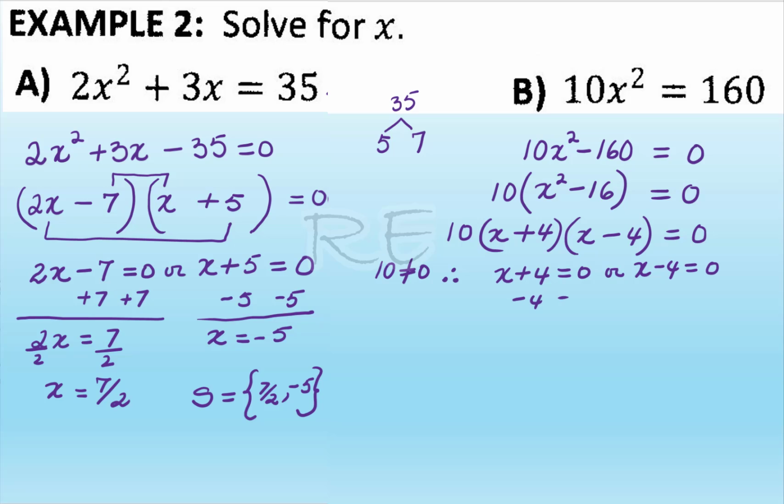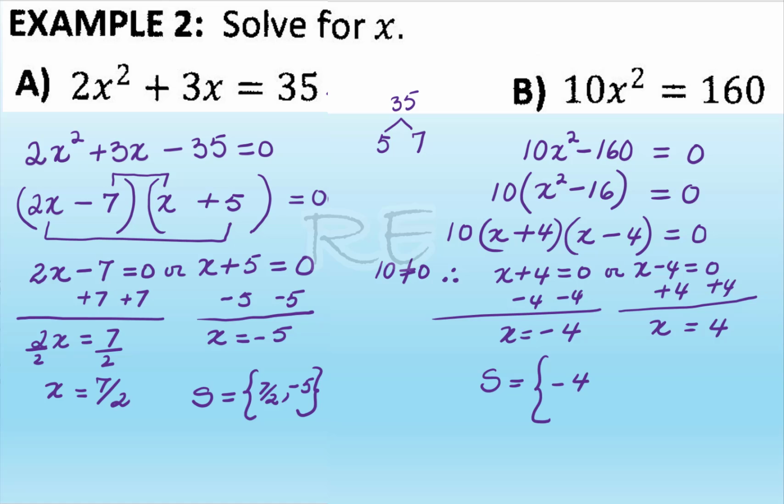When we subtract 4 from both sides, we get x equal to negative 4. And when we add 4 to both sides, we get x equal to 4. Therefore, the solution set is negative 4 and 4.